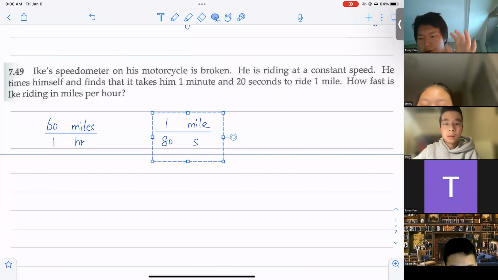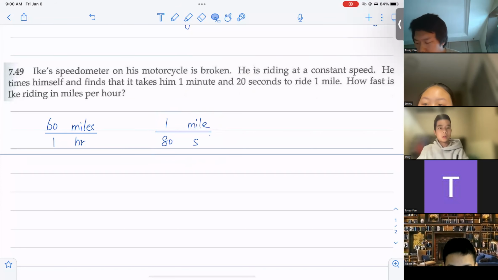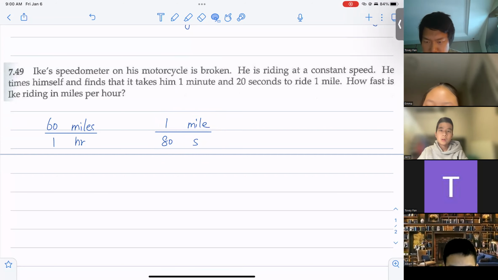Your homework, you did the other way around. You put time on top, you put mile on the bottom. That's why you got second per mile or minute per mile, something like that. Okay, make sense? But we want mile per minute or per hour. I mean, if you get mile per minute, you just times by 60, you get mile per hour, right? So yeah, 1 mile per 80 seconds.